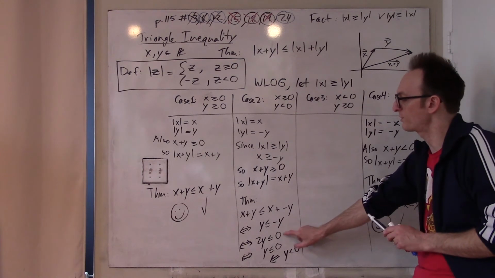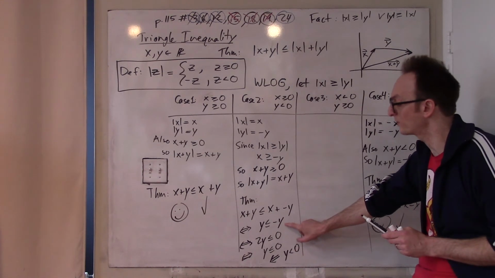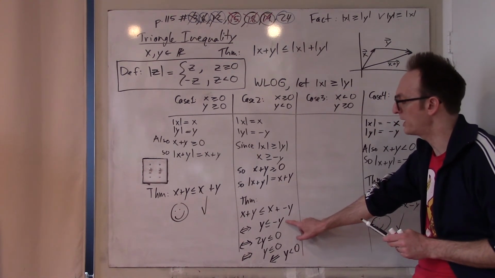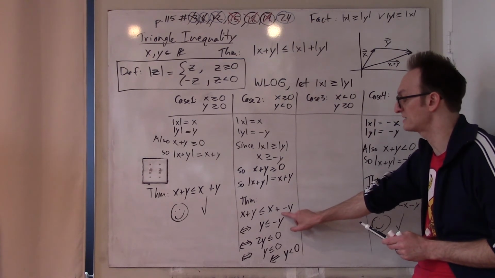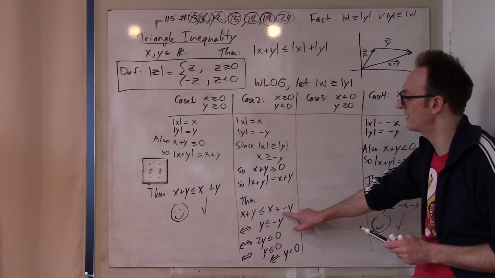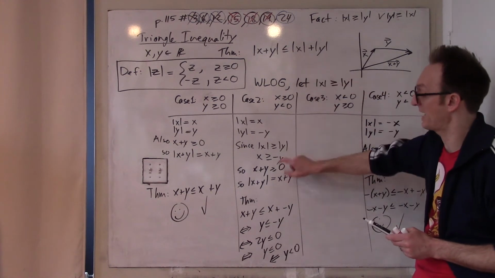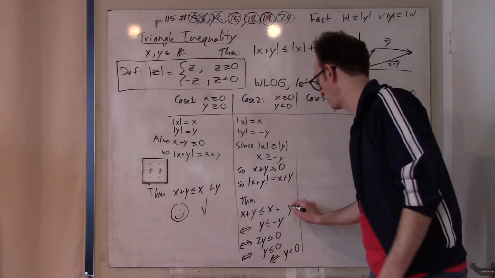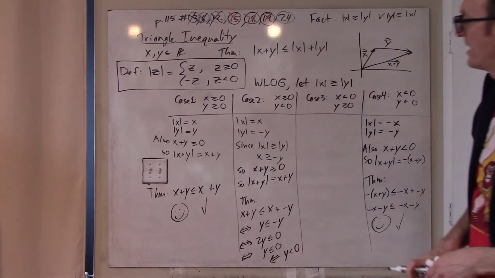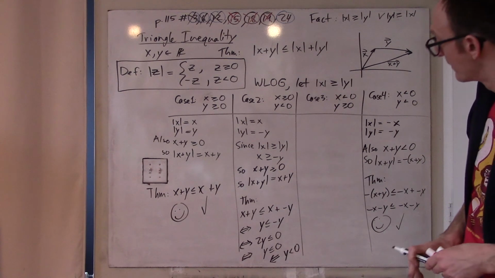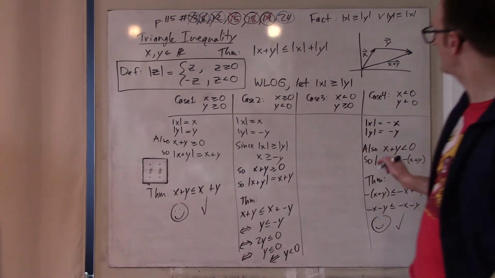Therefore, 2y is less than or equal to 0. Therefore, y is less than or equal to negative y. Therefore, by adding x to both sides, we get this statement. And this is the actual theorem in this case. Okay, hopefully you're following all this logic. Good. The next one should be very similar.